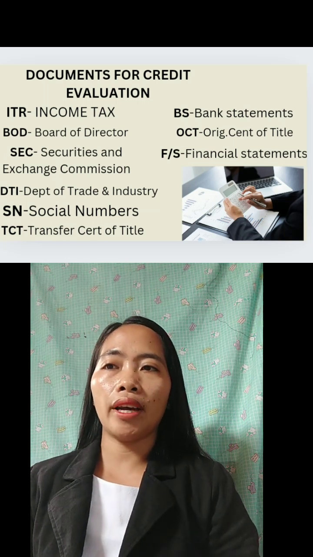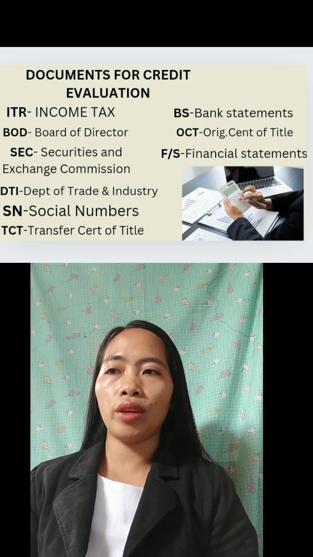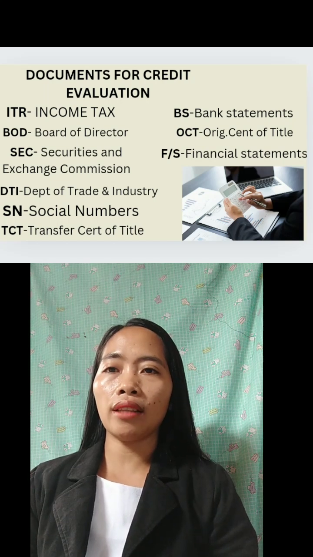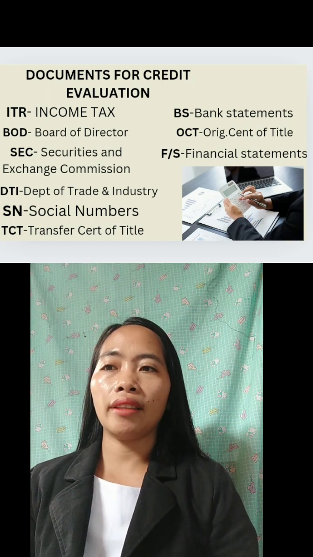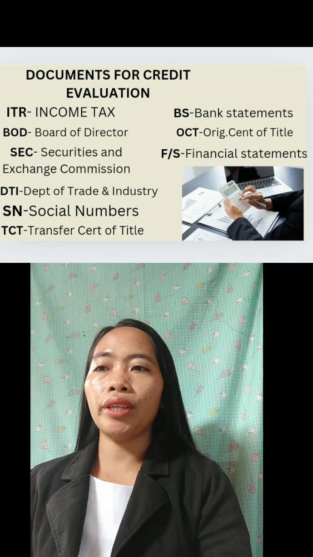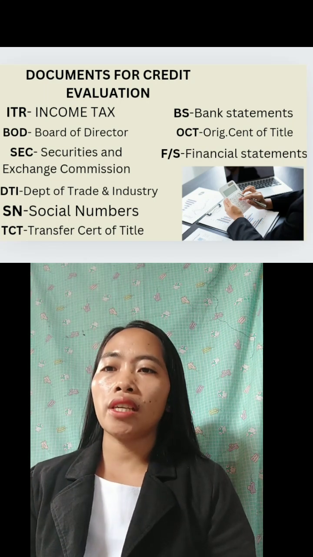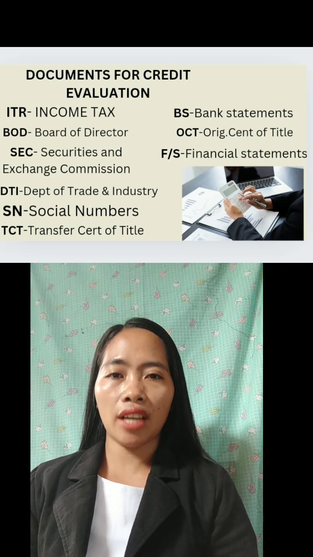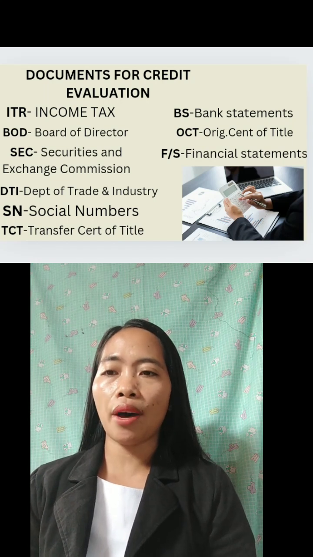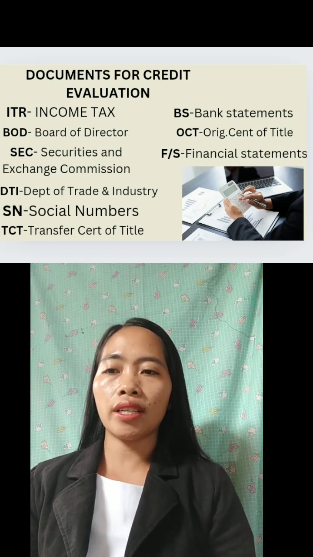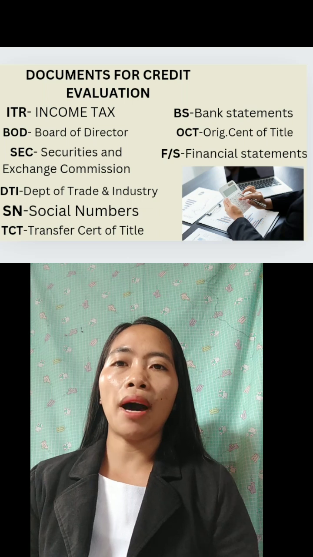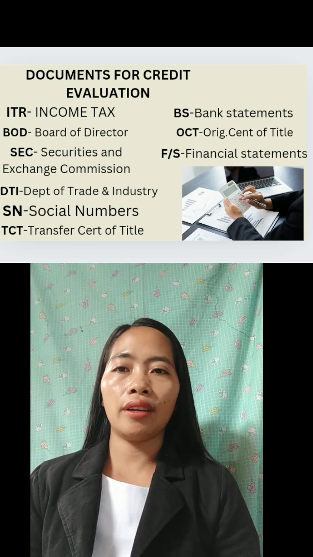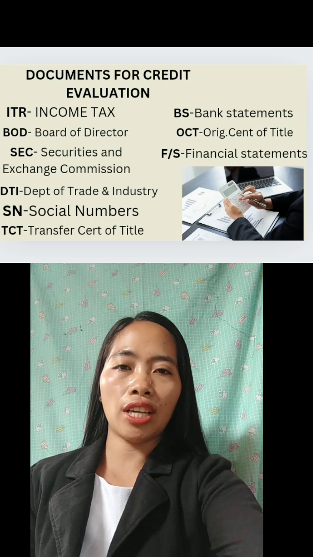Remember that the documents for credit evaluation are very important and required: ITR (income tax return), BOD (Board of Directors), Securities and Exchange Commission, Department of Trade and Industry, and the next is social security numbers, transfer certificate of title, then bank statement or original certificate of trade, and FS, a financial statement.